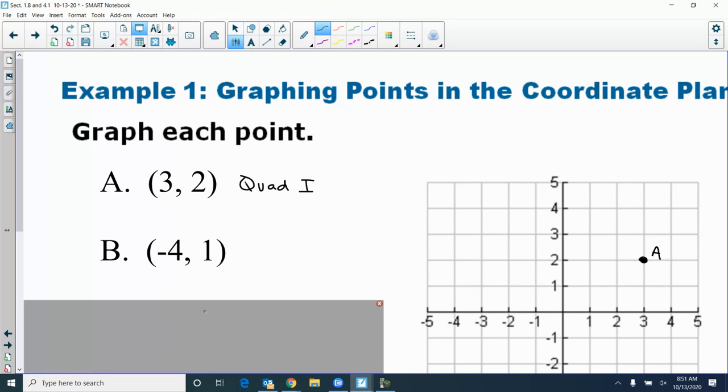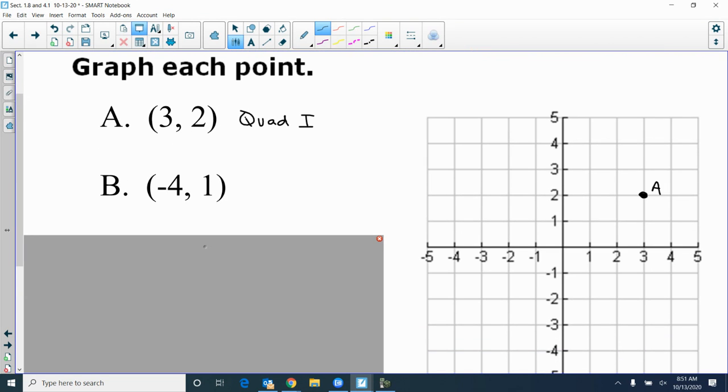(-4, 1). What quadrant is that going to be in before I graph that? Okay, Jaylee? 2. Not 2. Yes, you're right, I'm sorry. You are correct. (-4, 1). Put a little b there.